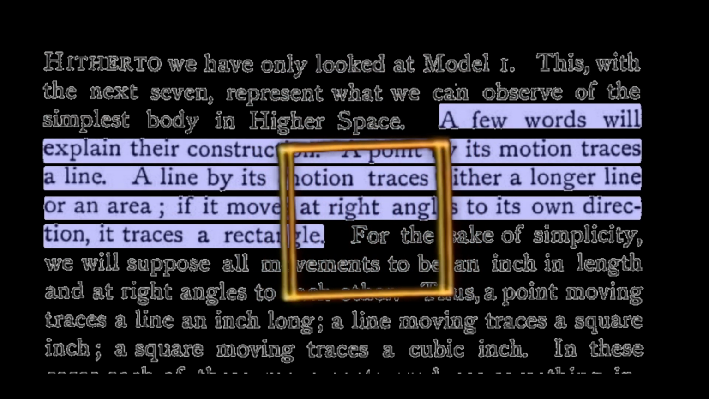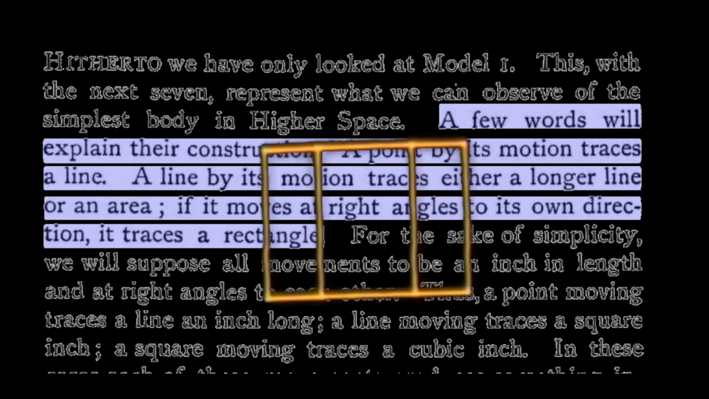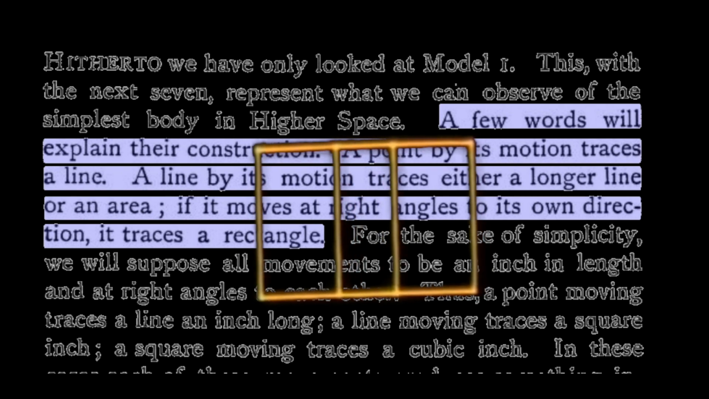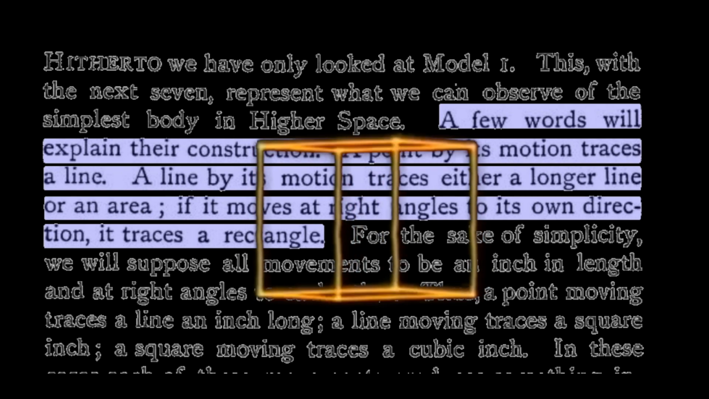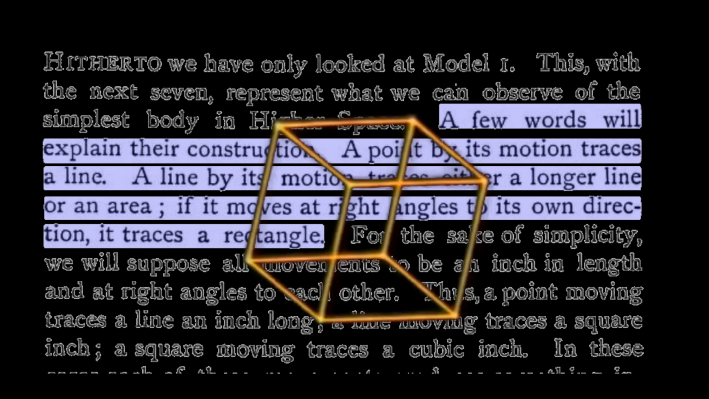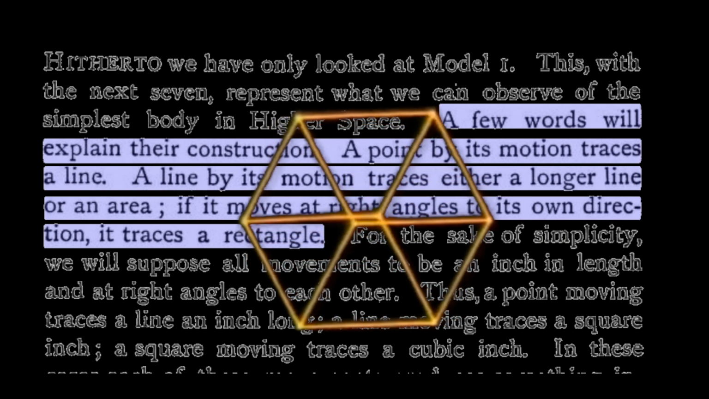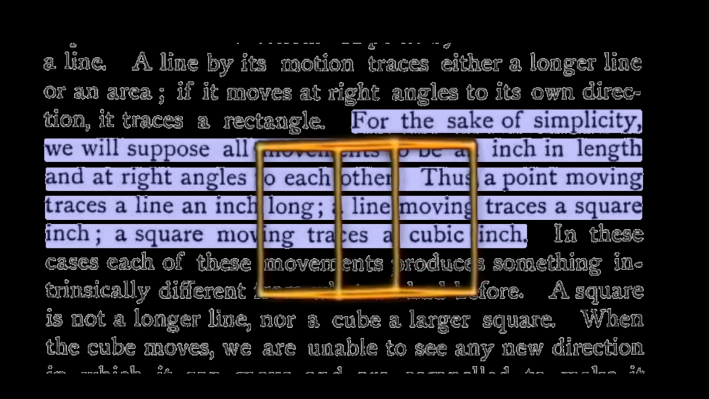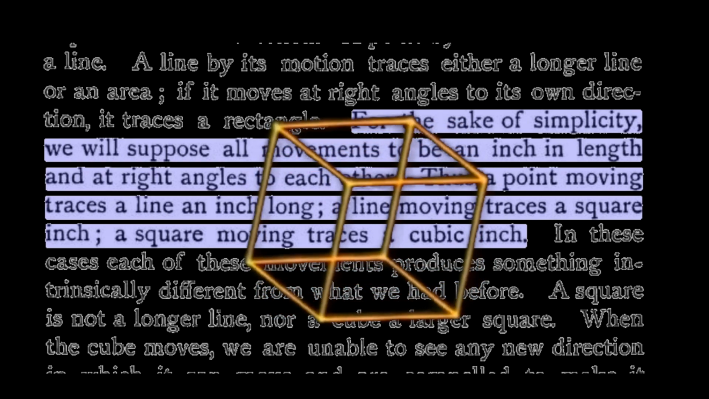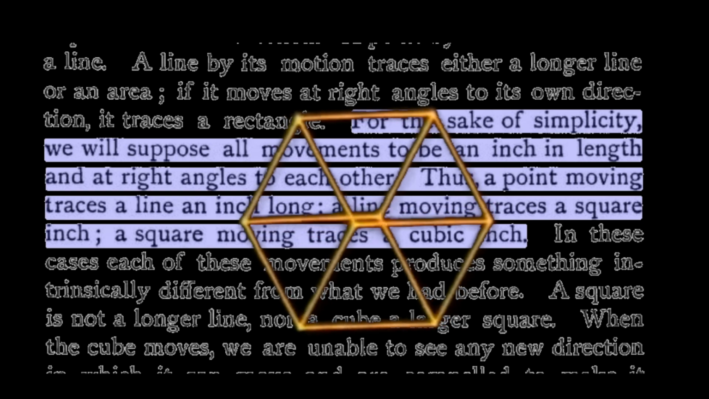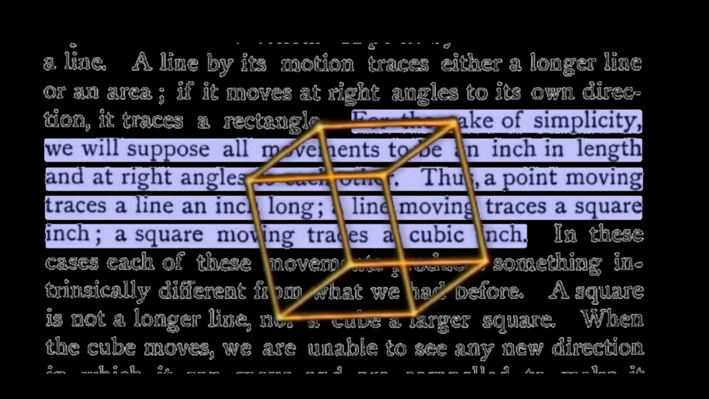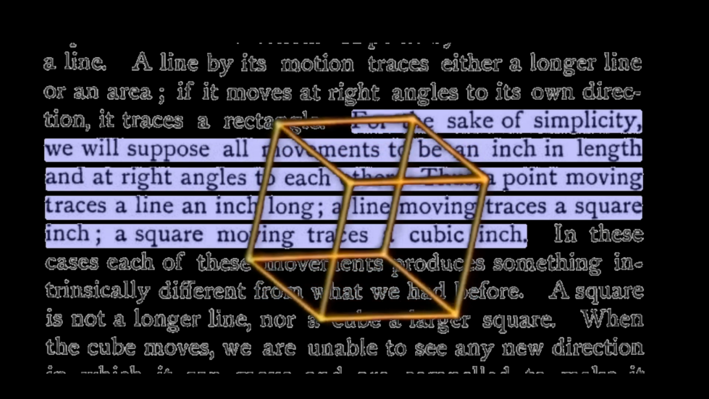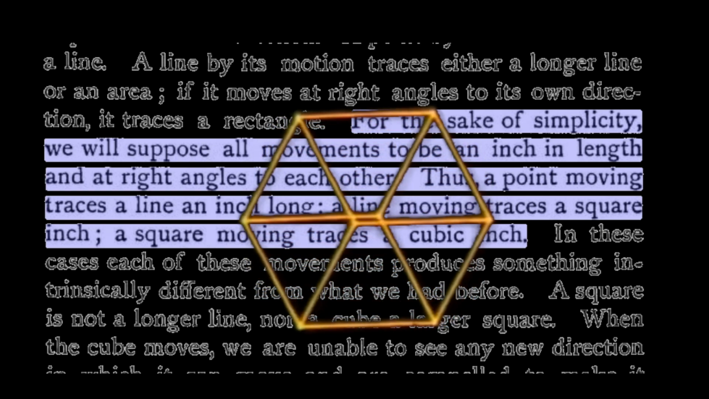A point by its motion traces a line. A line by its motion traces either a longer line or an area. If it moves at right angles to its own direction, it traces a rectangle. For the sake of simplicity, we will suppose all movements to be an inch in length and at right angles to each other. Thus, a point moving traces a line an inch long, a line moving traces a square inch, a square moving traces a cubic inch.